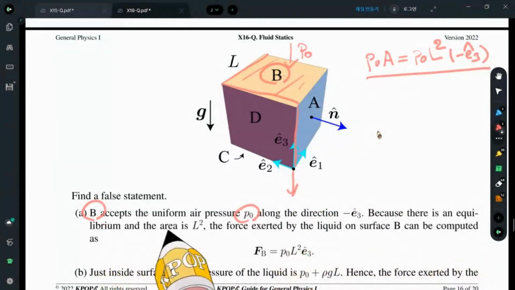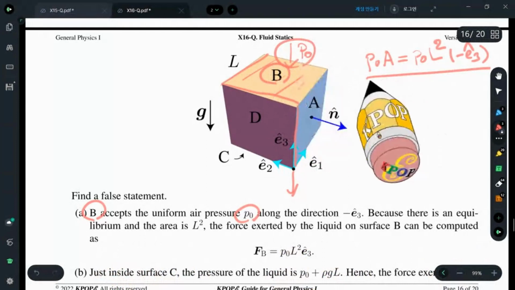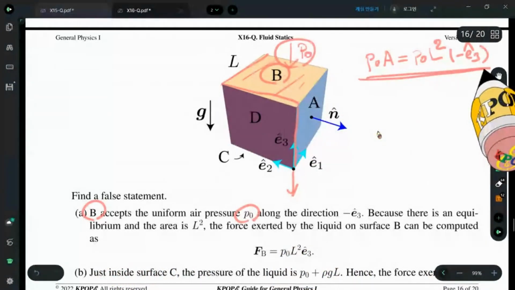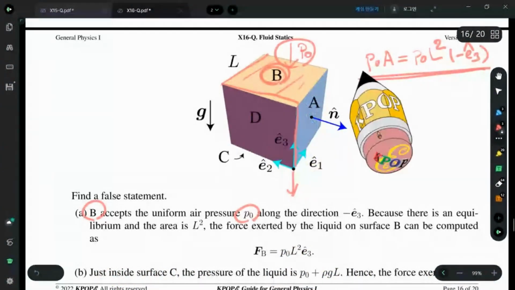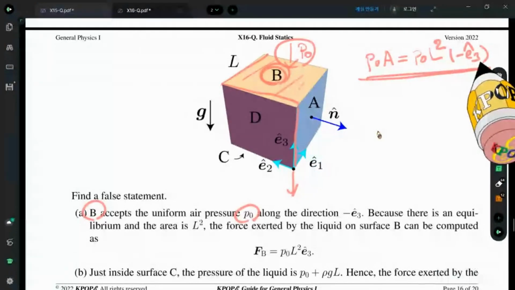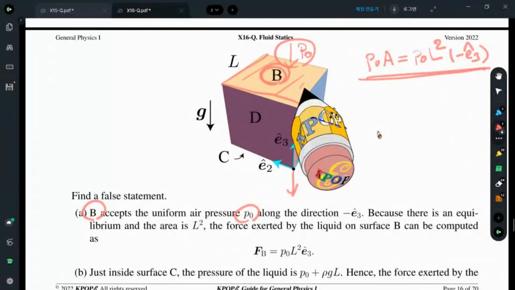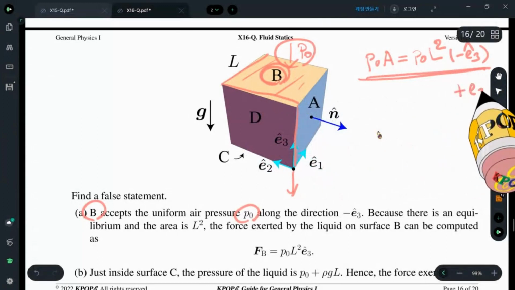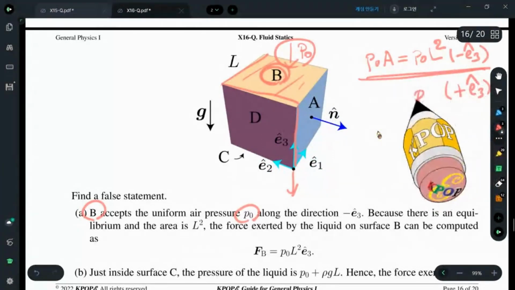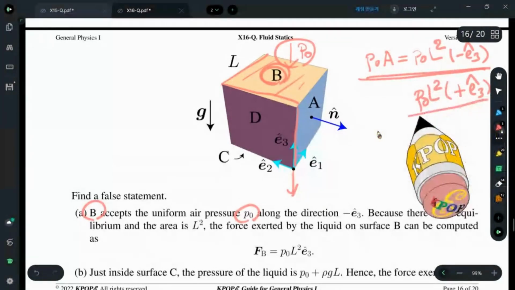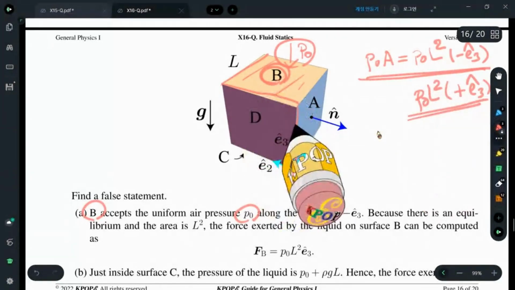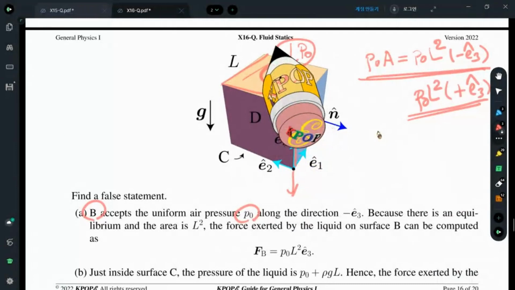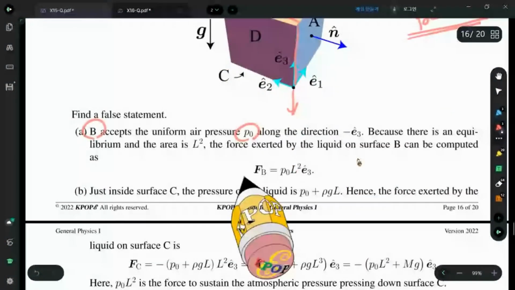So this is equilibrium. Outside applies this force, and B must sustain this force because the liquid is in equilibrium. The answer is just to replace the sign with a positive sign, P0 L squared. This is the force applied by the liquid to the air. This is the answer.